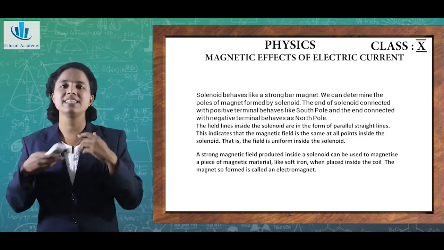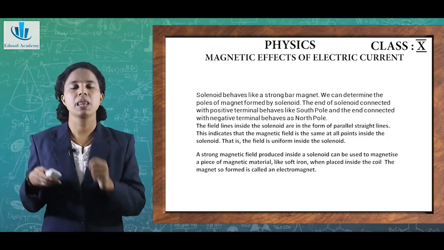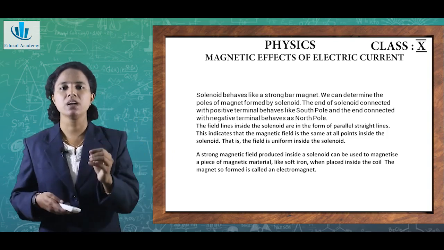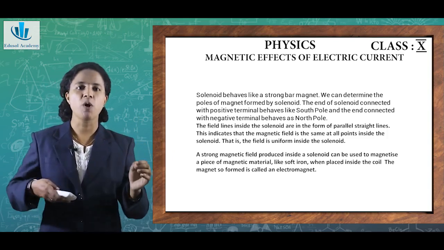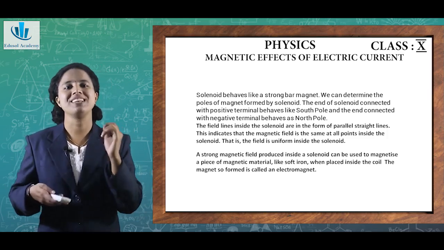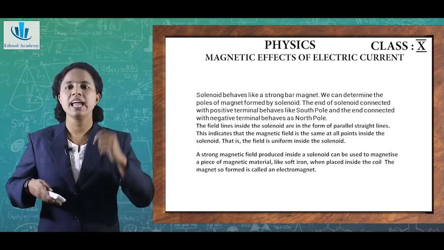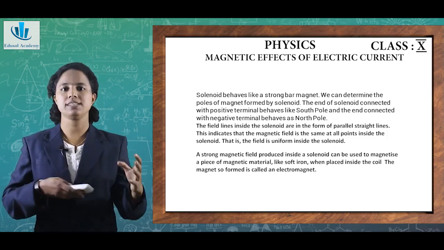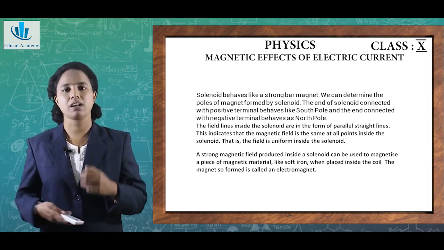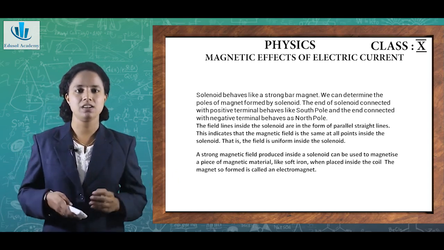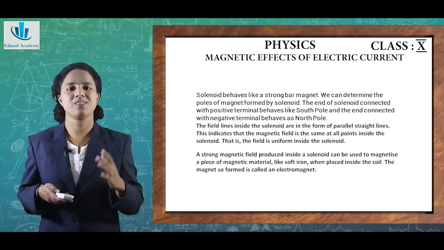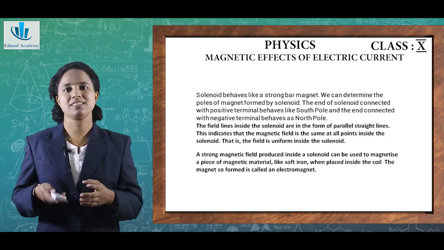So, the field lines inside the solenoid are in the form of parallel straight lines. This indicates that the magnetic field is the same at all points inside the solenoid. That is, the field is uniform inside the solenoid. A strong magnetic field produced inside a solenoid can be used to magnetize a piece of magnetic material like soft iron which is placed inside the coil. Such a magnet which is formed is called an electromagnet.